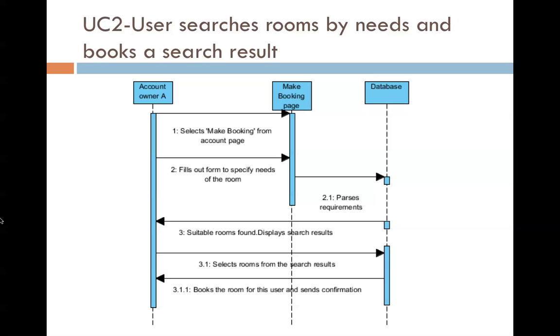Use case 2. For a user to search rooms by needs, they would select Make Booking from the account page and fill in their requirements. These requirements are passed to a database and the results are returned to the user. The user then selects the room or rooms they want to book. The system then books these selected rooms and sends the user a confirmation.